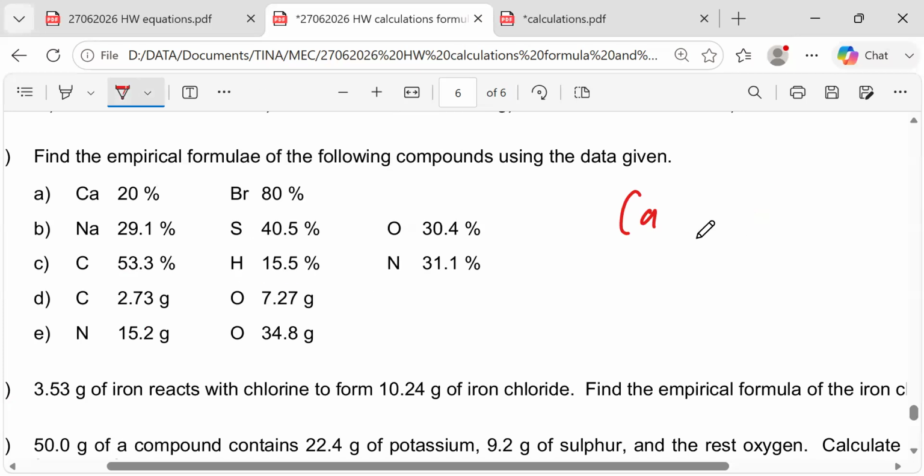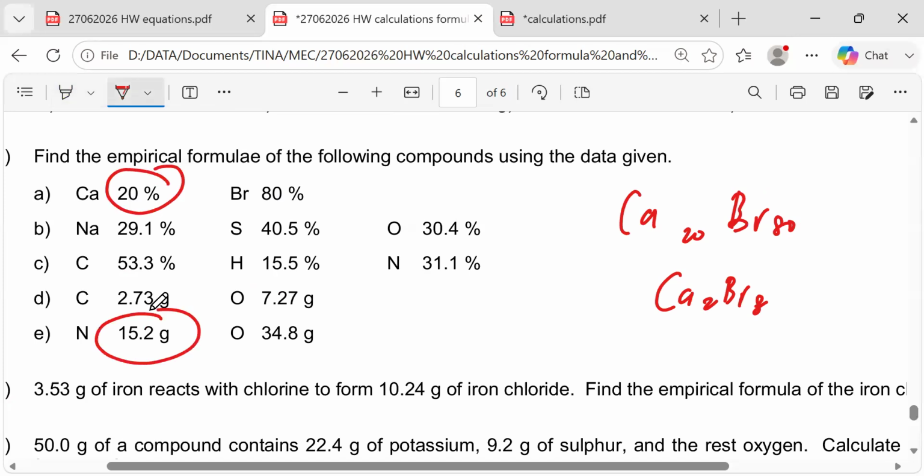Calcium 20, bromine 80. Oh no, I know why you're angry, because it's supposed to be the simplest ratio. No, guys. If they give you percentage or they give you mass, it's the same concept. You need to find the amount of moles. How many formulas have I taught you? One. Mass over molar mass. Okay, so you have no place to do it here.